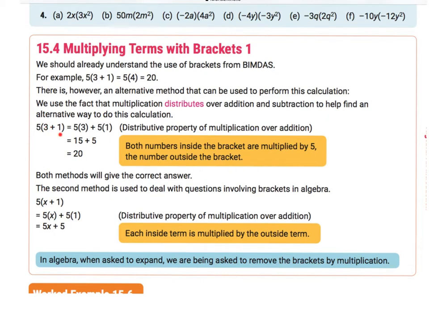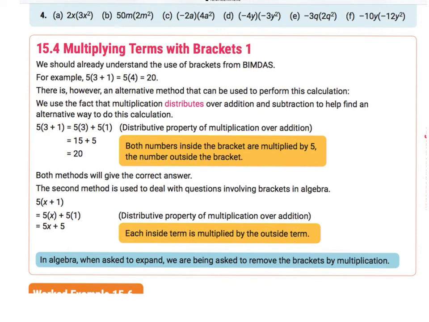So that's easy enough, but the problem is in algebra, you're going to have an unknown value, okay? But it still means the same thing. So for this example here, if I've got 5 outside the bracket again, but this time I have x plus 1, I still have to multiply 5 by x and 5 by 1, okay? 5 multiplied by x is just going to give me 5x, and 5 multiplied by 1 is just going to give me 5, okay? And again, I want you to take down the yellow box here.